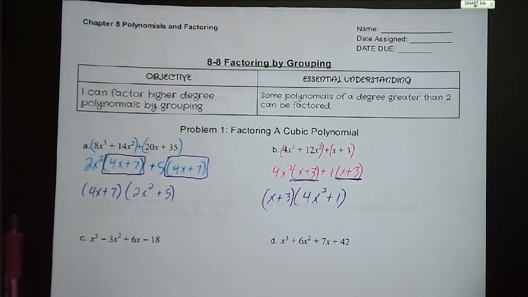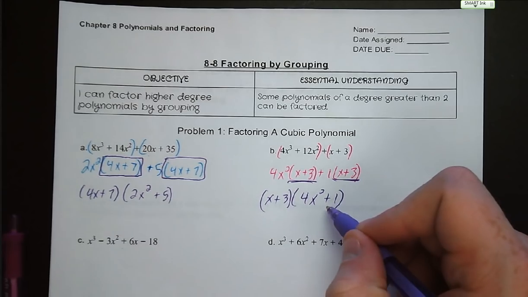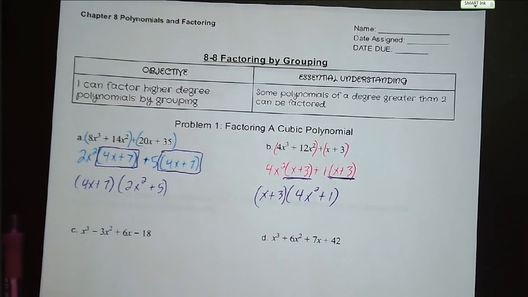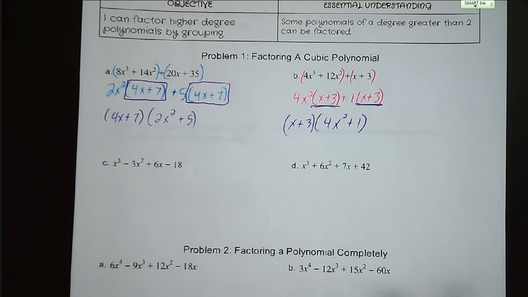Well, these are perfect squares, so does that rule apply? No, but this is addition. Remember, that rule was the difference of perfect squares. So this is completely factored. That is the best that we can do with that problem. You guys are going to try C and D on your own, and then I will go over the answers.